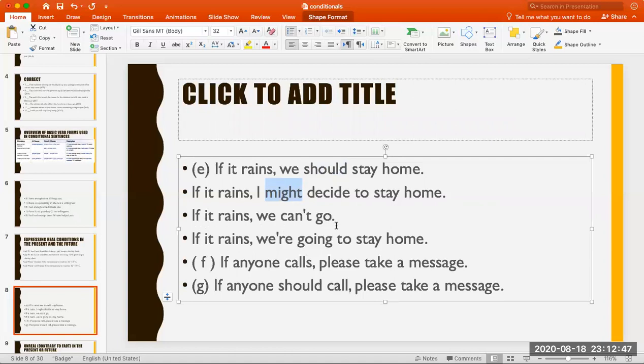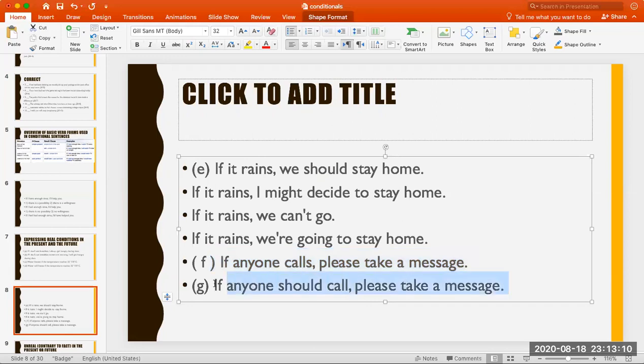If it rains, we can't go. If it rains, we are going to stay home, because this expresses a plan, a decision taken previously, planned something. If anybody calls, please take a message, because this is in the imperative form. If somebody calls, if anybody calls, please take a message.